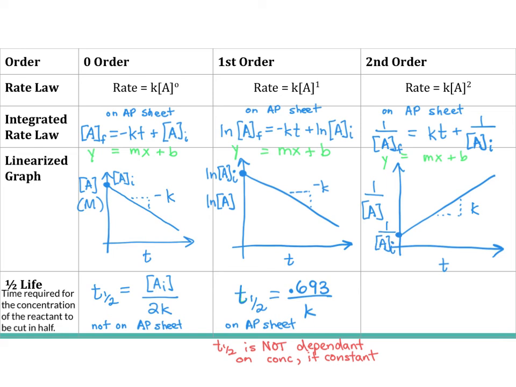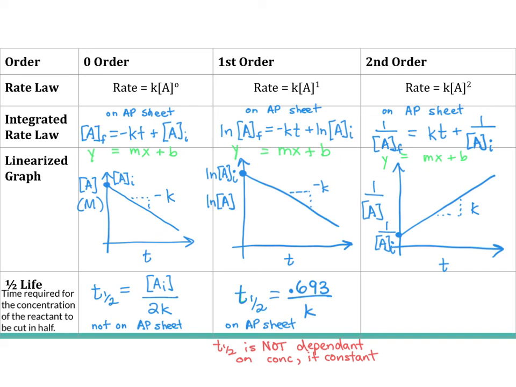So to summarize what you need to know, you don't need to memorize these three reactions, but you need to know that a zero order reaction is just kind of plain. The regular graph, concentration versus time, is linear. If you have a first order reaction, you need to be able to recognize the rate law from the AP sheet, and you need to know that a graph of the natural logarithm of A versus time will be a straight line. And for the second order rate law, you need to recognize the integrated rate law. You need to know that the graph will be a straight line if you plot the reciprocal of concentration versus time.